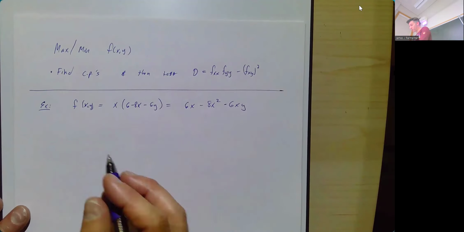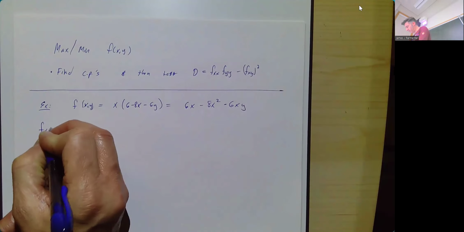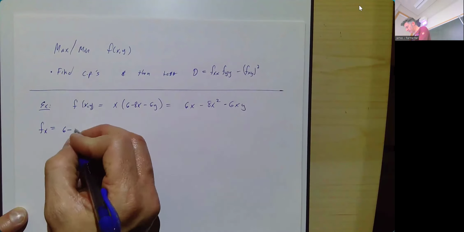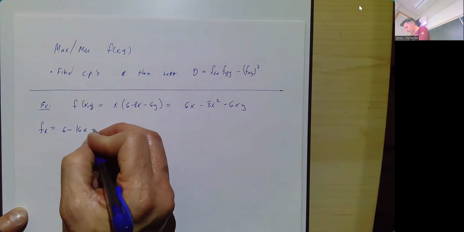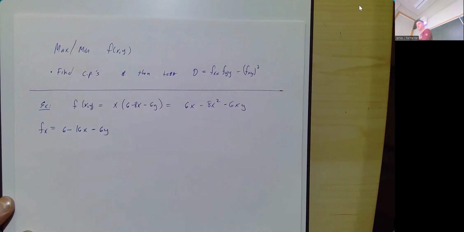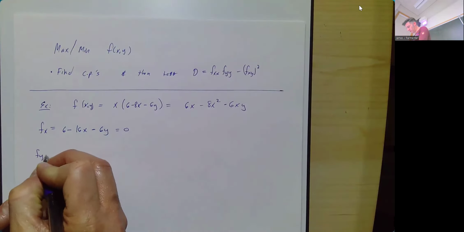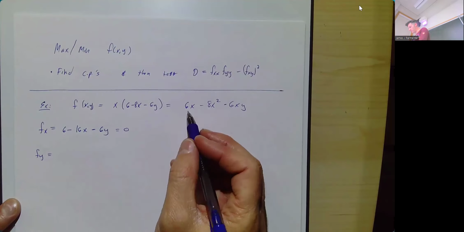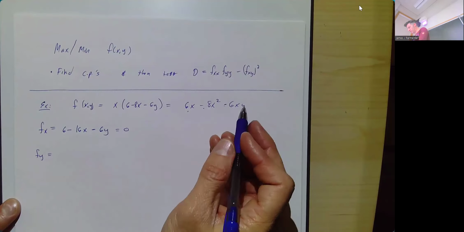So let's find our partial derivatives. Fx is going to be 6 minus 16x minus 6y. Gross. So that's equal to 0. Hopefully Fy is a little bit nicer. It is. Fy is 0 minus 0 minus 6x.